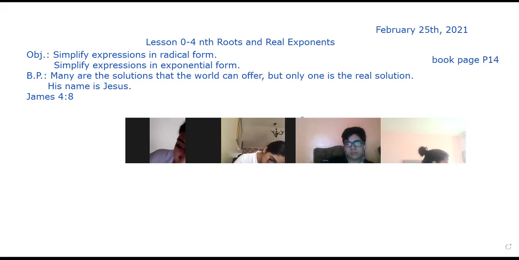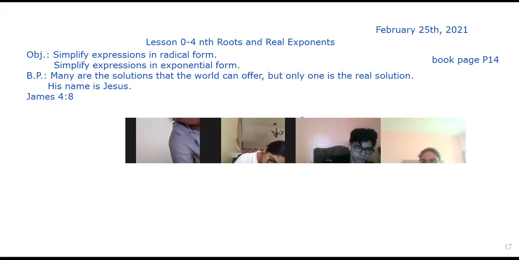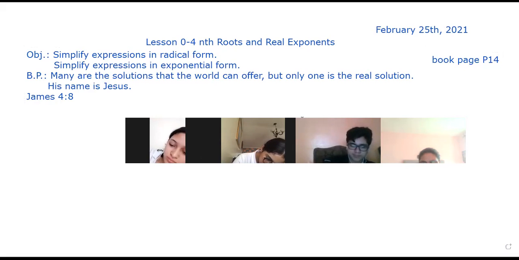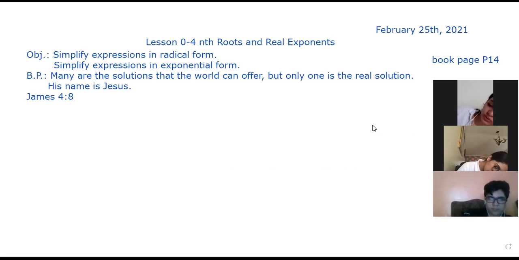Okay, lesson 0.4, nth roots and real exponents. What are we going to do today? We are going to simplify expressions in radical form, and we are going to simplify expressions in exponential form. Many are the solutions that the world can offer, but only one is the real solution. His name is Jesus. Okay? That is our Bible principle for today.